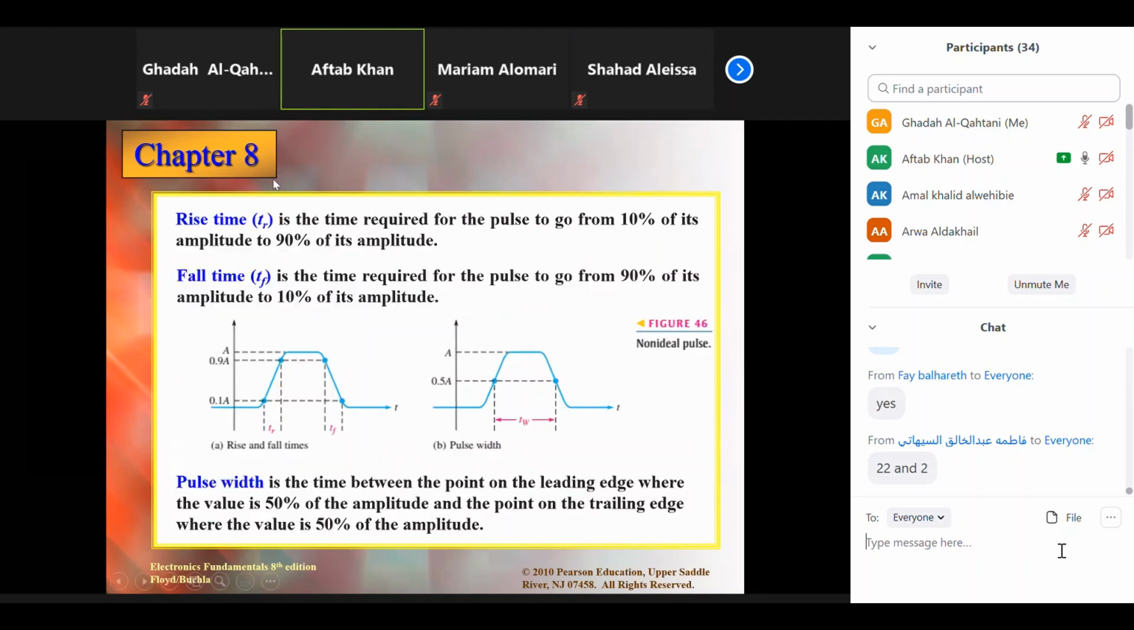Now see the practical pulses. Practically, it is not going to change rapidly. It will take some time to reach the maximum value. So accordingly, we have some time definitions you will see now. Rise time, which is denoted by TR, is the time required for the pulse to go from 10% of its amplitude to 90%. If I say the amplitude is A, then here it is 0.1 A, the 10%.